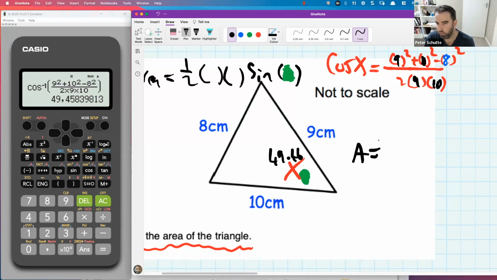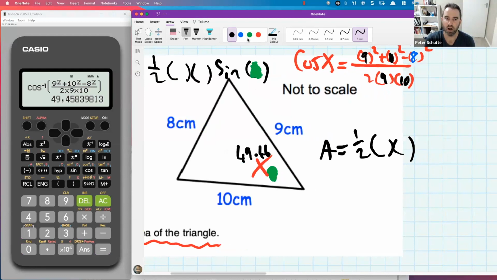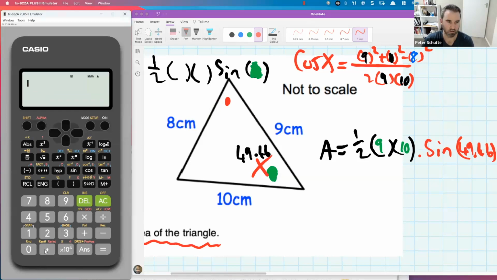Mdudu, you do not have to always find the smallest angle. You could have found the biggest angle and it would still work. Because in this next step, all I do is I take the product of two sides and the included angle. So I'm going to take 9 and 10 because I have the angle between them, which is 49.46. But if I'd found this one, I would have just used 8 and 9 in my answer. So what is the area going to be for this?